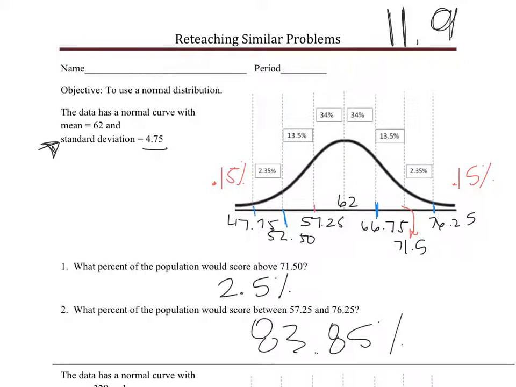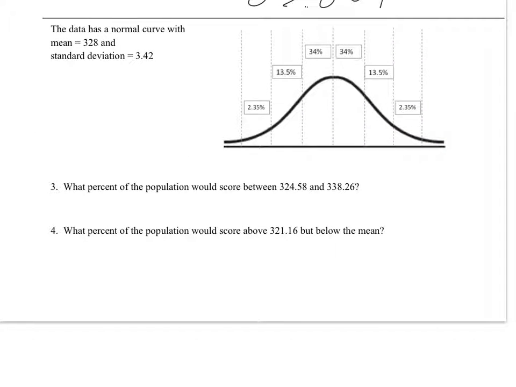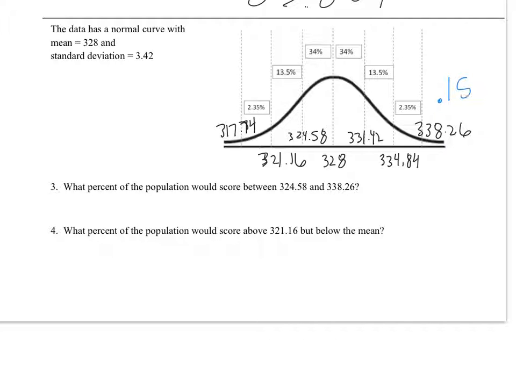So my next question, same type of thing. The mean is given to you right here. Standard deviation is 3.42. It's the same process. You're adding a standard deviation each time for these tick marks. You're subtracting one each time for these tick marks. And this is what you would get. And one thing you always have to remember is the tail is 0.15%, 0.15%.